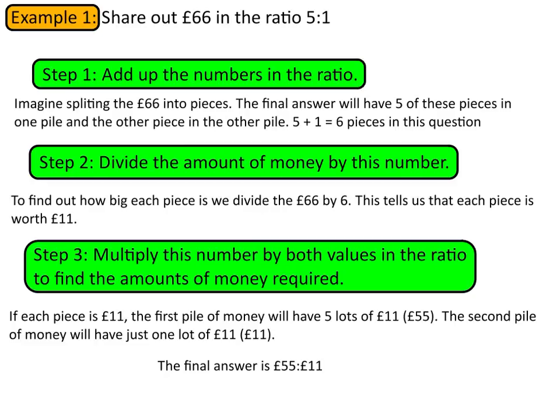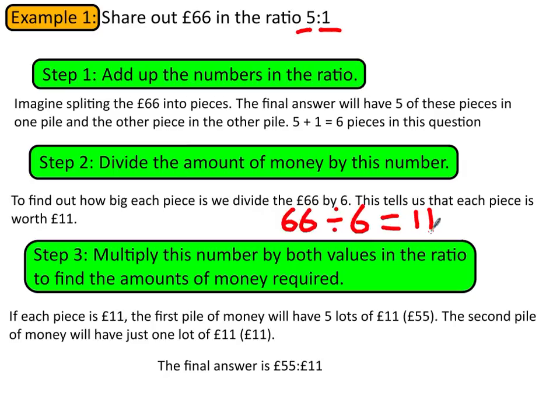And 5 to 1 means that 5 go in one pile of money and 1 goes in another pile of money. But we need to know 6 pieces first. And so of course we're adding up the numbers in the ratio. 5 plus 1 is 6. Then we work out how much each of one of those is worth. So we need to share out our £66 into 6. So we're doing 66 divided by 6, which is of course £11.